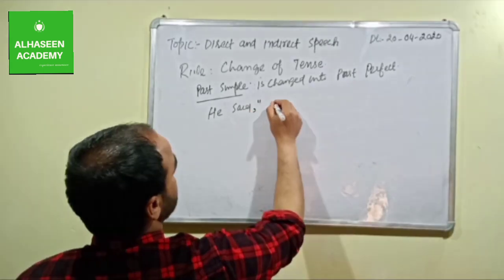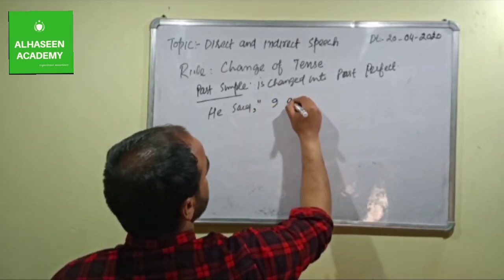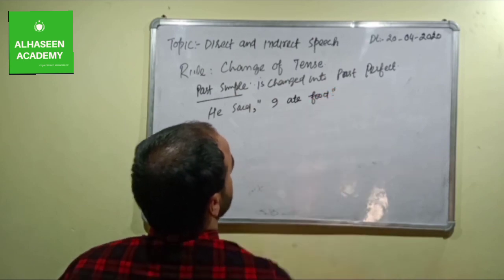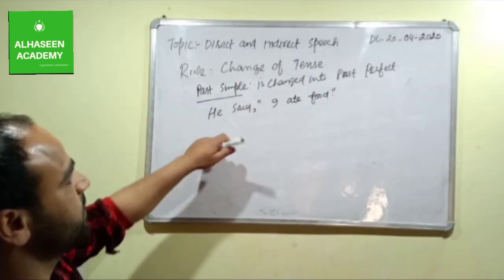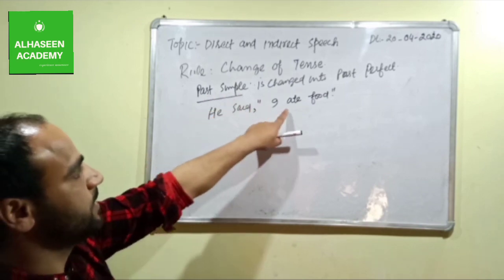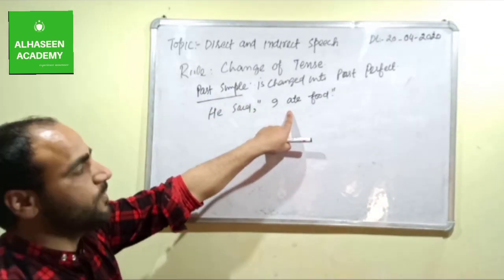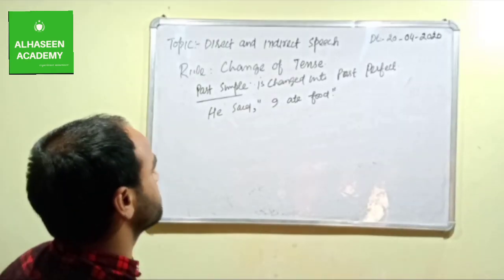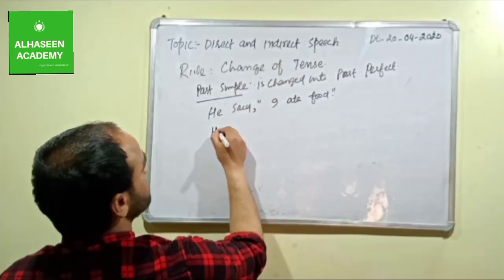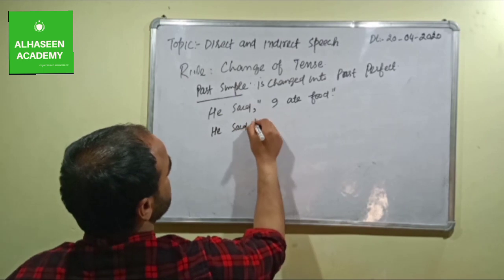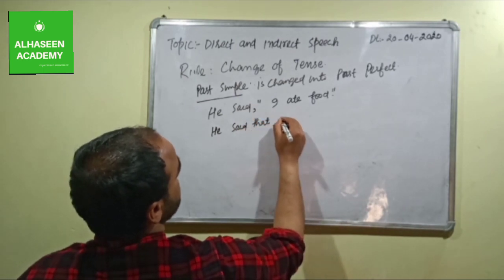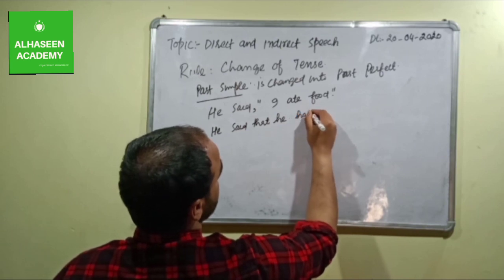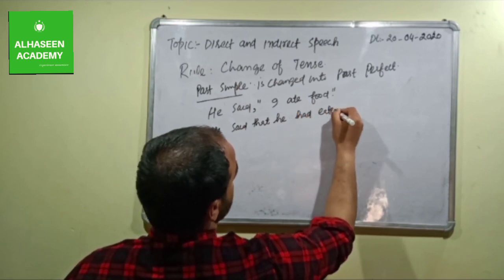He said, I ate food. This is an example which belongs to the past simple. Why is it past simple? Because there is subject plus second form of verb plus RPS. So how will we change it? He said that he had eaten food.